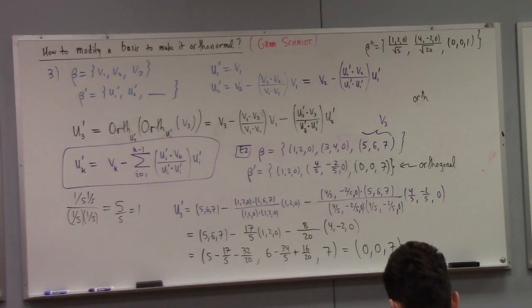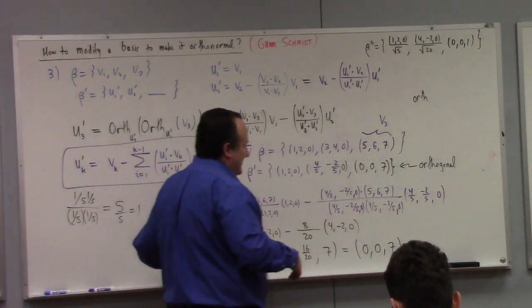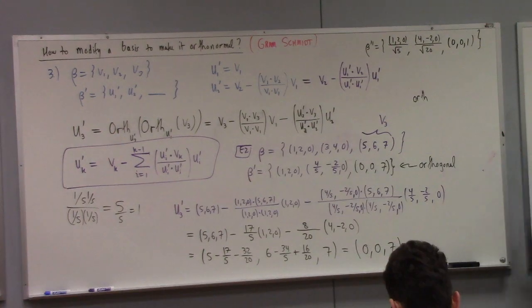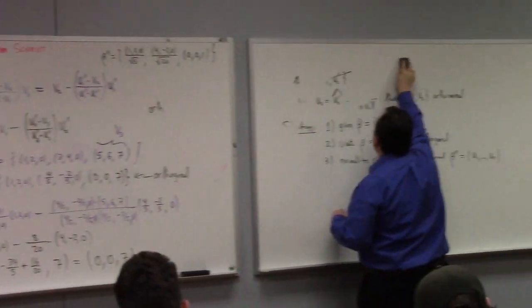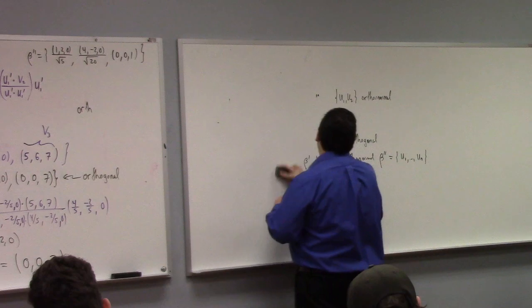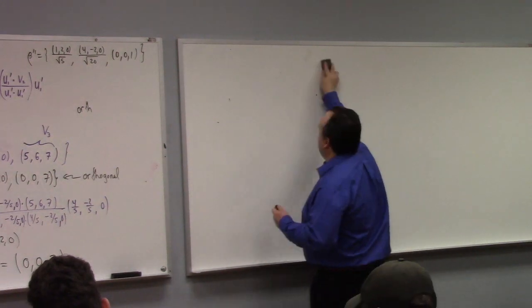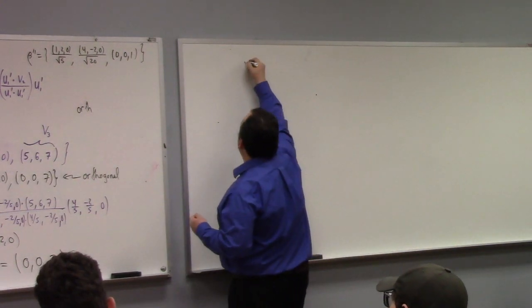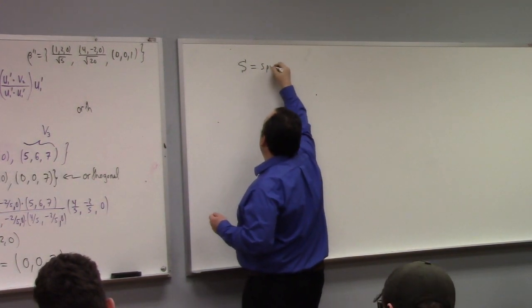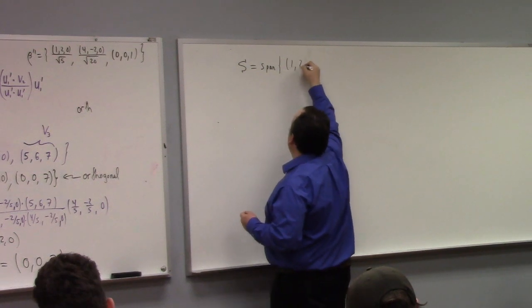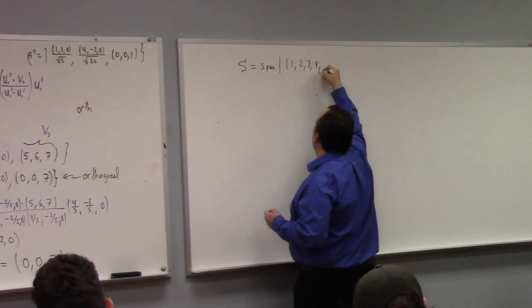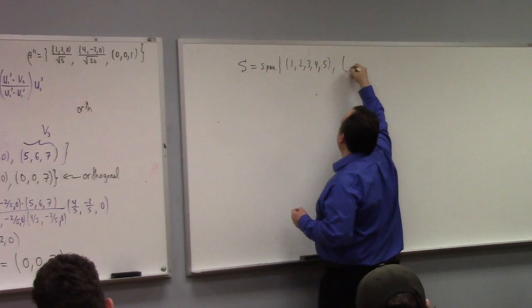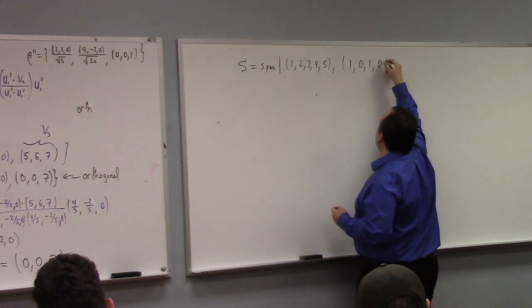I don't know if we really have time to do it justice today. Well, I still have 5 minutes because I'm 5 minutes late. So a space of 1, 2, 3, 4, 5, and 1, 0, 1, 0.